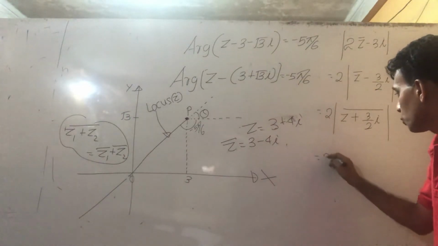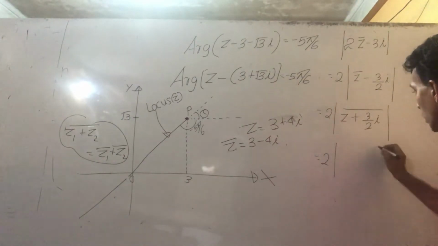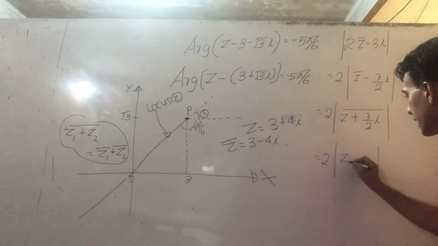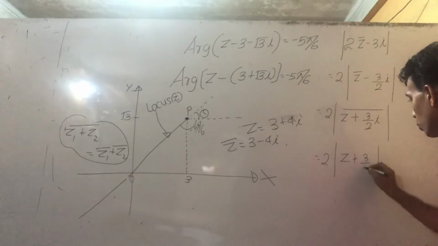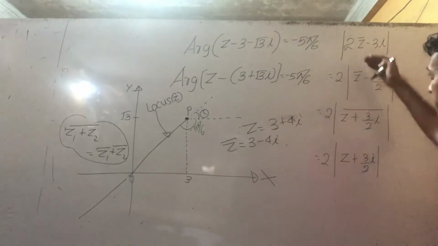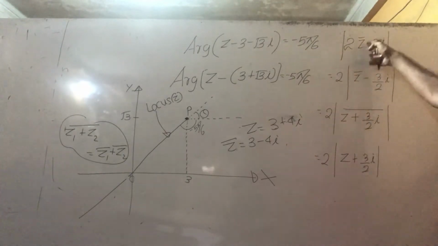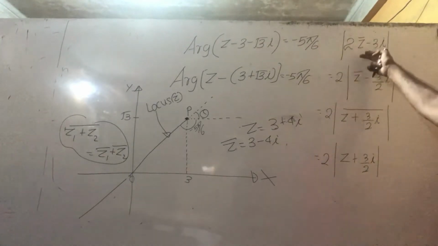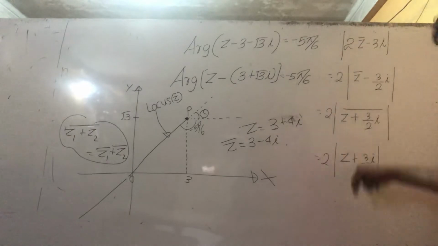Therefore, I can write the same as 2 times |z plus 3 over 2i|. I am showing this step by step. It is very important; I can't jump straight to this part. So we use the theory part.